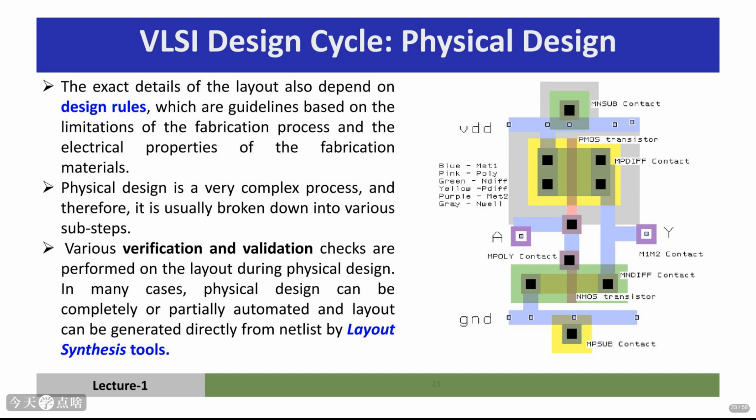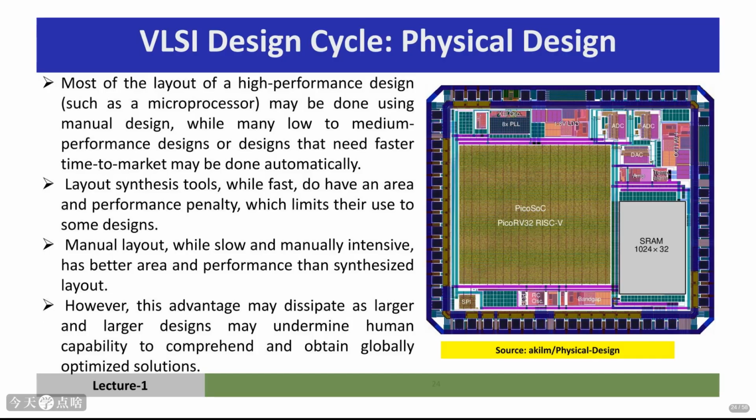Throughout this process, verification checks are performed. While some aspects can be automated using layout synthesis tools, especially for standard cells, many parts still require manual intervention or sophisticated algorithms. Who does the physical design? For high-performance chips like microprocessors, it's often a mix of manual and automated work. Skilled engineers manually place critical blocks and optimize tricky areas, while CAD tools handle the repetitive tasks.